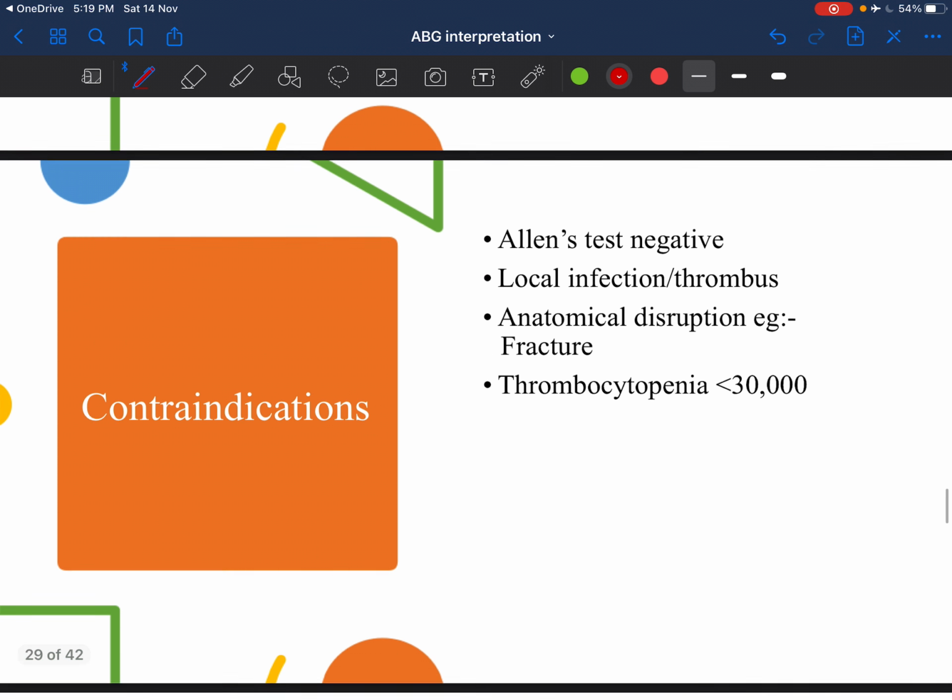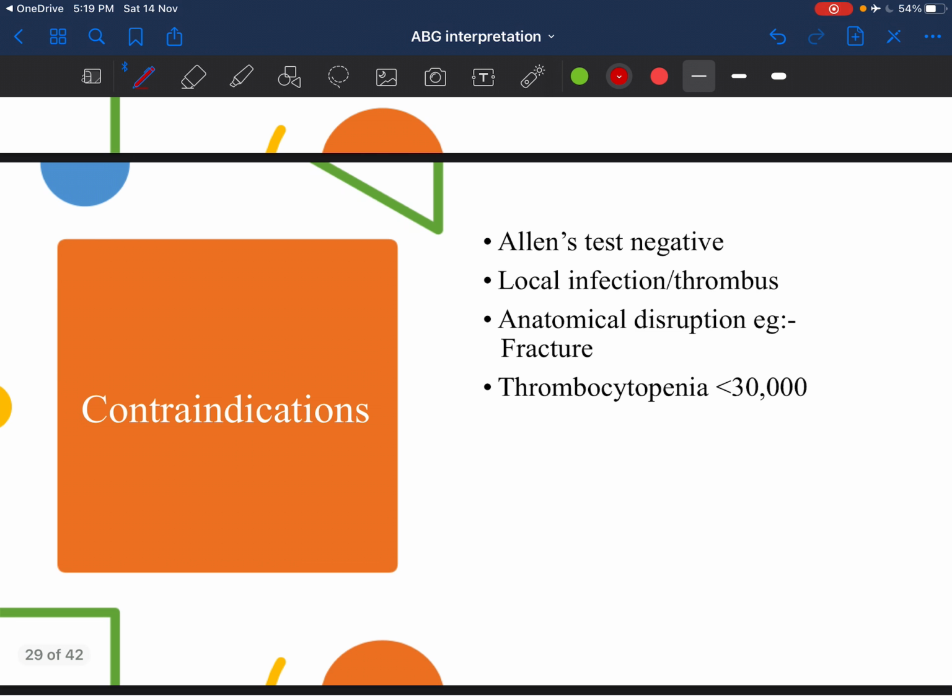Contraindications are when the Allen's test is negative. Allen's test is where you compress both radial and ulnar artery and try to see if the collateral circulation is intact. There is an Allen's test, there is a modified Allen's test, but basically they test whether the collateral circulation is intact and whether the main arteries are intact.